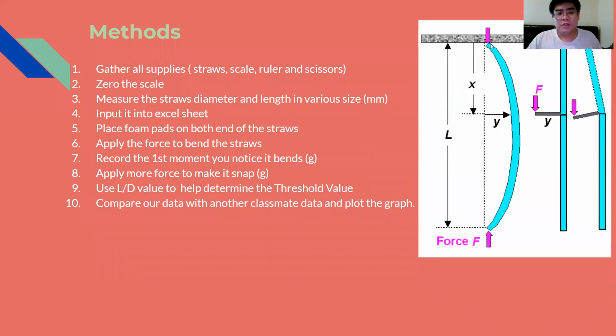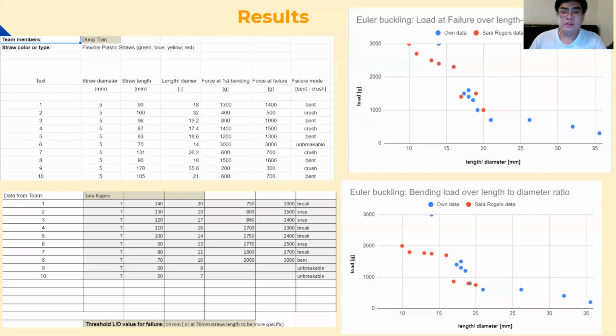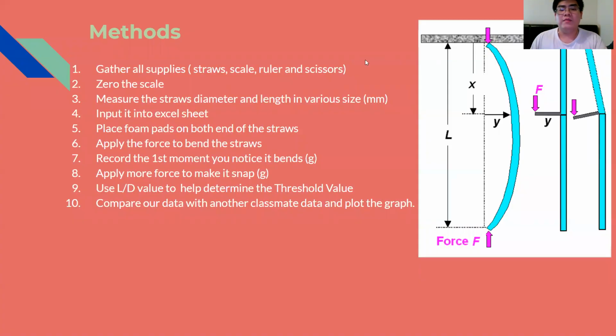For the method, it's pretty simple. First, you have to gather all the supplies, like I mentioned in the previous slide. Then you have to zero your kitchen scale. Next, you have to measure the straw diameter and the length. Oh, sorry, the unit has to be in millimeters. Next, you plot all the data on the Excel sheet, and you place the foam on top of the straw.